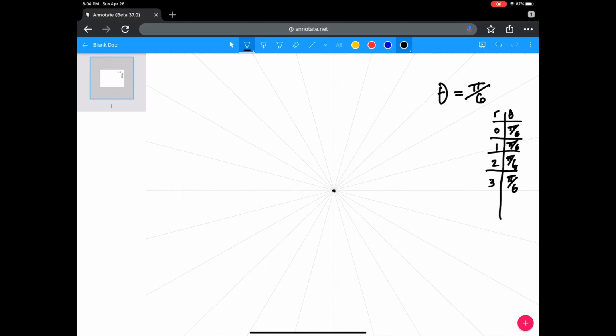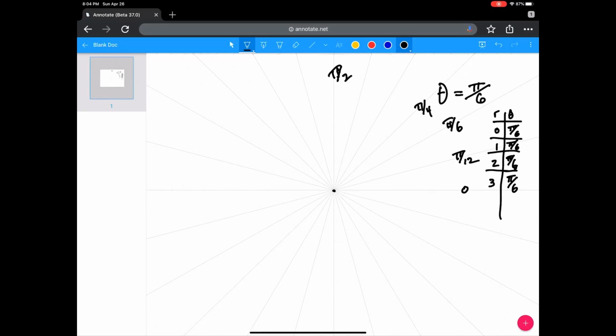When r is 1, I need to move in the direction of pi over 6. So again, this is where theta is 0. This is where theta is pi over 4. This is where theta is pi over 2. So then we could imagine some smaller amounts. Pi over 4, if I drop down, this is pi over 6. This is pi over 12.